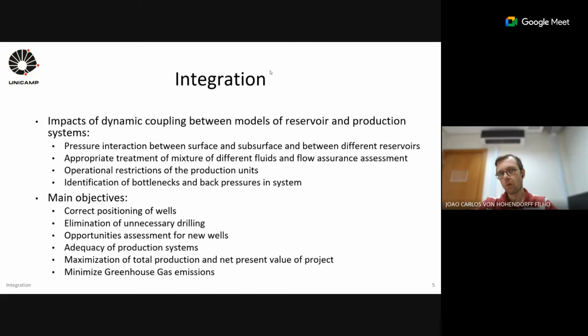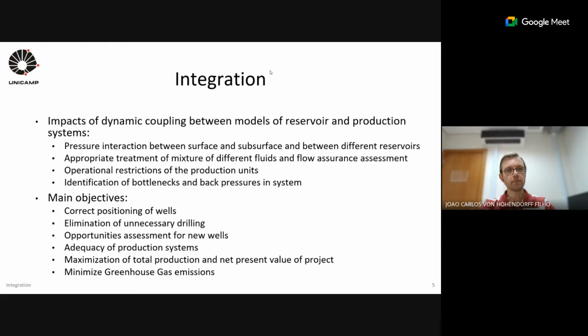What is important to verify in this dynamic coupling? The coupling is the idea from the numerical, computational, or mathematical method to couple these different wells dynamically. This coupling can give us the pressure, the rate, and energy, as we verified in the last lecture, but mainly the pressure interaction between the surface and subsurface, and even between different reservoirs, because sometimes we are producing from different reservoirs.